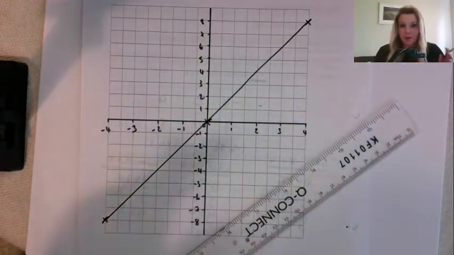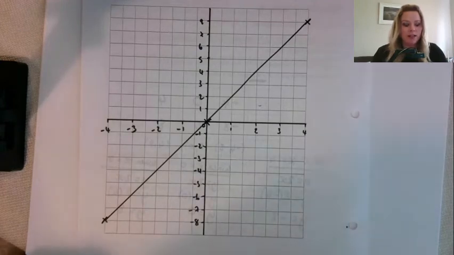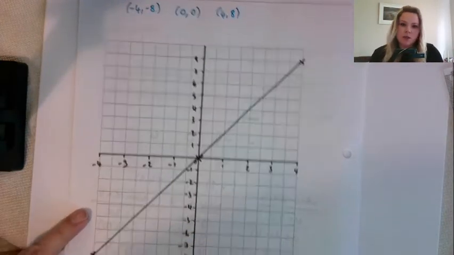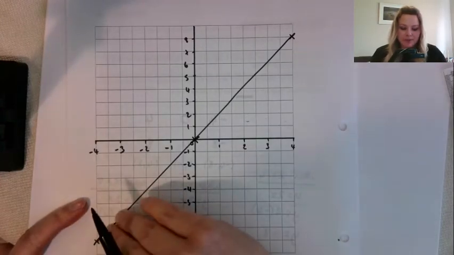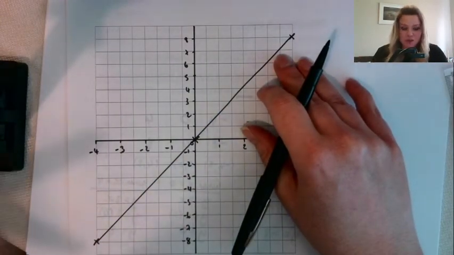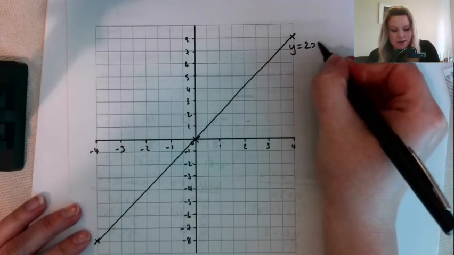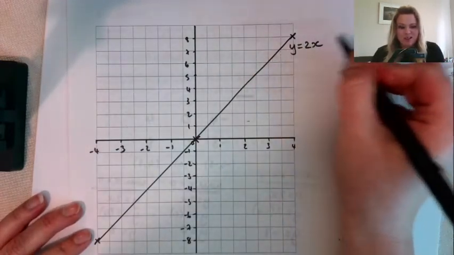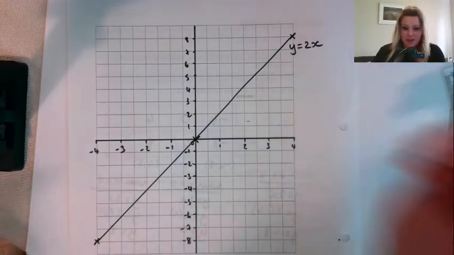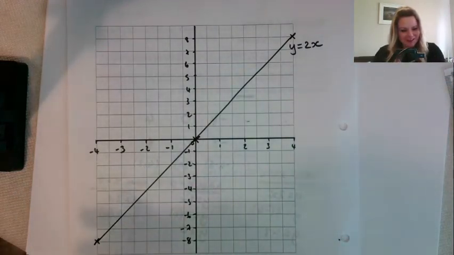There. Now, can you start to get into the habit of labeling your lines? Do you remember we talked yesterday about how all the lines have a name and it's just their equation? Well, this one was the line y equals 2x. So to label it, you just write it beside the line so that it's obviously referring to that line.